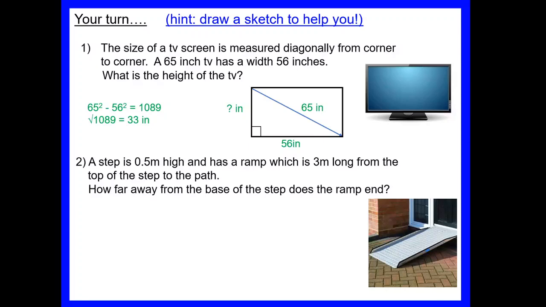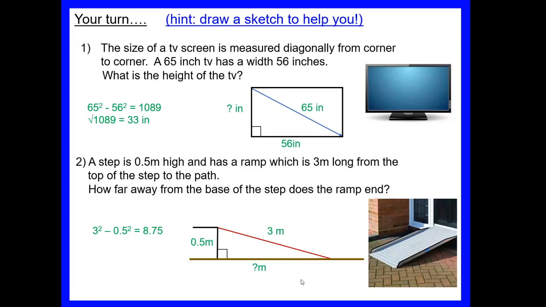Our second question then: a step is 0.5 meters high and has a ramp which is 3 meters long from the top of the step to the path. How far away from the base of the step does the ramp end? So again, a sketch will help us with this one. There's our ground, we've got our step, which is 0.5 meters high, and we've got our ramp, which is 3 meters long. Our right angle is between the step and the ground, so again, we've got our hypotenuse C, which is 3 meters. We've got one of the shorter sides, we need the other short side.